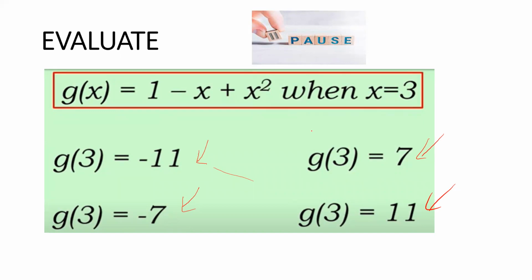All right, what's your answer? The answer is g of 3 is equal to 7. That is correct. Now we have to show the solution.